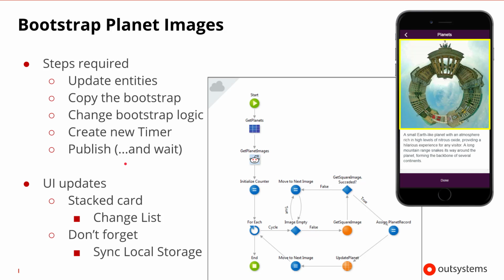While we're waiting for that to publish and get the data, we should make an update to our UI. Our stacked card uses the default local image of Mars, and we should go in and change that list to be able to use the current image that's being pulled back from the planets. And since all of that is synchronized to local storage on the device, we'll have to make sure we don't forget to synchronize to local storage. So there is a fairly interesting piece of logic that will help us make sure that our planets sync to the images from the RESTful service, and then we'll get nice images inside of our app. So a good bit of work to do. Let's go ahead and get started.